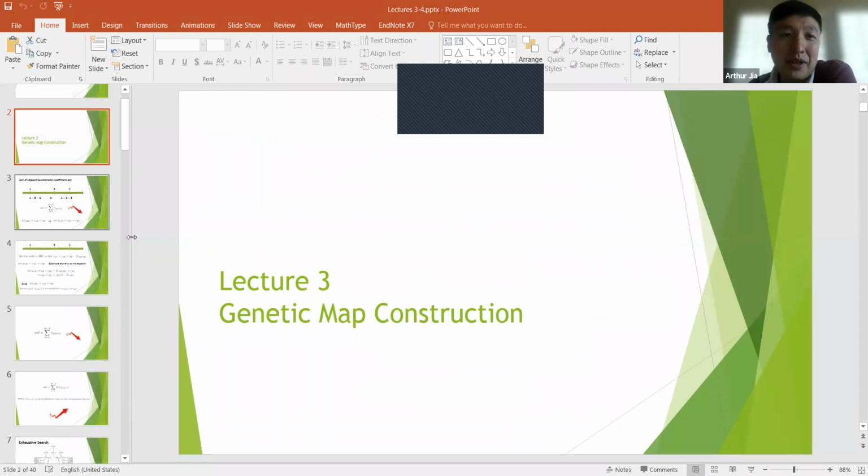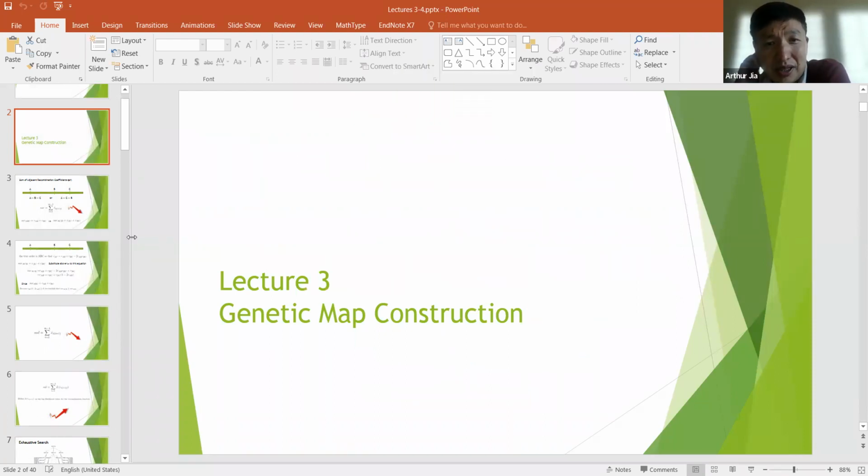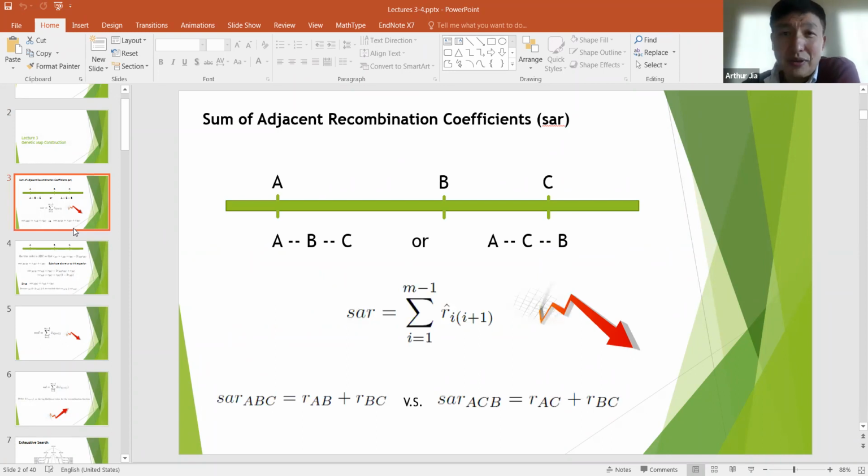So chapter 3, we talked about how we construct a genetic map for more than 2 loci, right? For example, if 3 loci are linked like this, we can perform the backcross or F2 design to help us estimate the recombination frequency between A and B, and B and C, and also A and C. So we can do this.